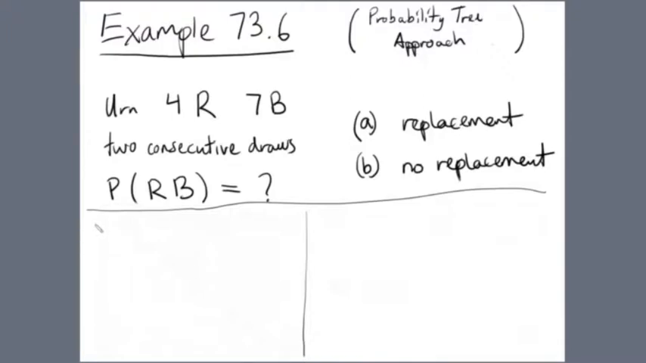So, part A, we have replacement. We're going to draw a probability tree here. So one way of thinking of this is after our first draw, we either drew a red or we drew a blue.